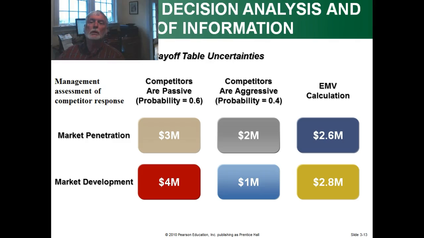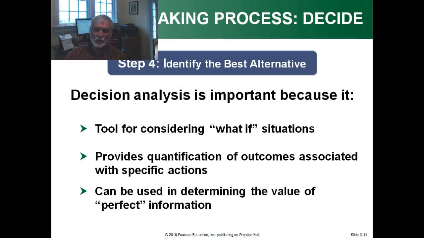So now I've ranked my two strategies. My market penetration and my market development strategy are ranked. The expected monetary value of market development is slightly higher than it is for market penetration. That doesn't mean that I should do market development. It just gives me a way to rank these two things. Otherwise, I'm kind of flying by the seat of my pants. So this gives us a ranking system. Not necessarily totally accurate, obviously based on some estimates of how competitors might react, but it gives me some help in making my decision. So think about that as a possibility when you're trying to make decisions.